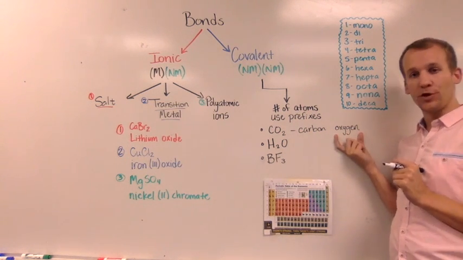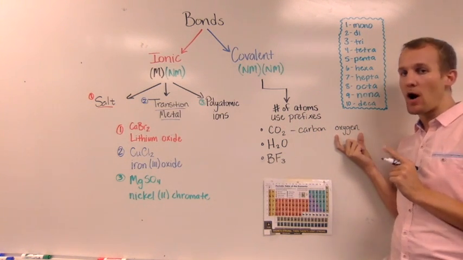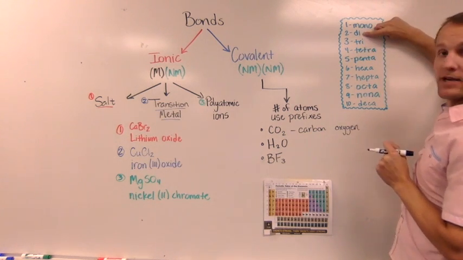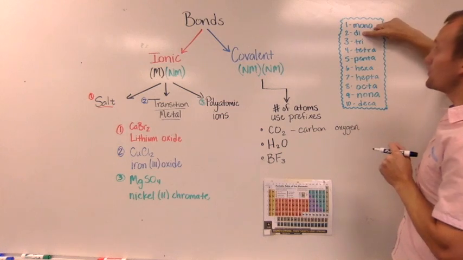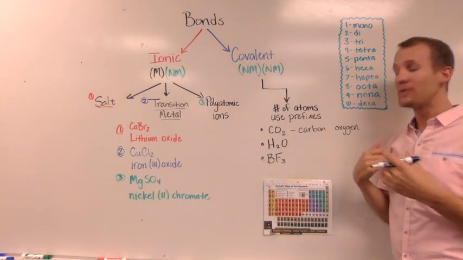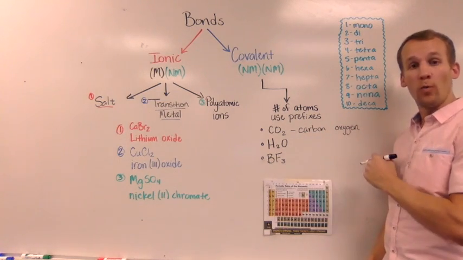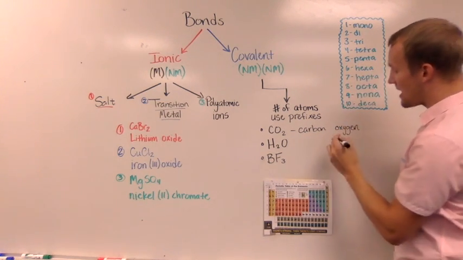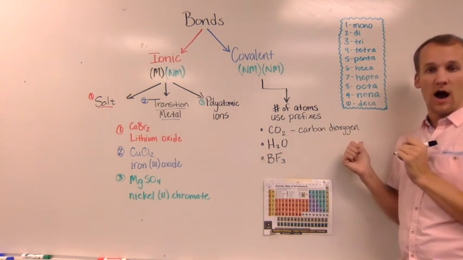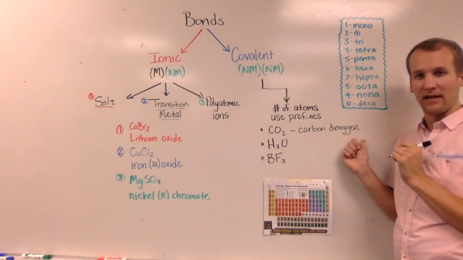So because there's two oxygens here, we're going to grab our prefix for two, which, as you can see here, is di, all right? So the prefix for two is di, and those are prefixes, right? Which means they come before the word. So the prefix di is going to come right here before the word oxygen, before the name of that element.